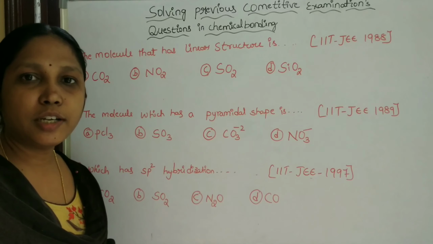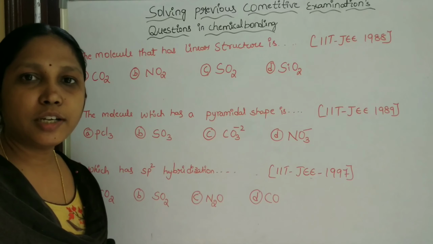Chlorine is monovalent, meaning it forms only one bond. So each chlorine combines with a single electron of phosphorus, and the remaining 2 electrons form a lone pair. So we have 3 bonded pairs and 1 lone pair. So the molecule PCl3 shows a pyramidal shape.